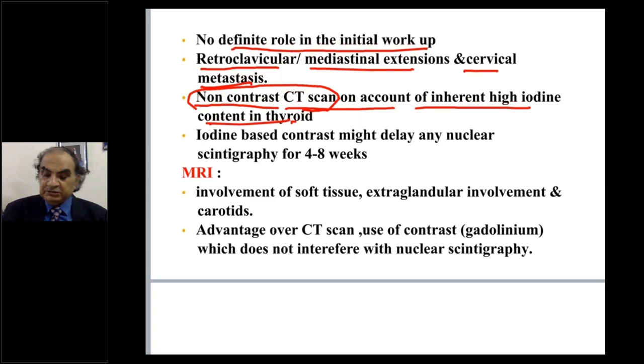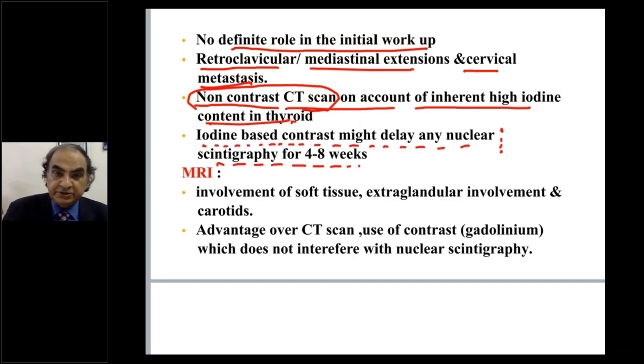the retrosternal extension. Actually, the iodine-based contrast might delay any nuclear scintigraphy for 4 to 8 weeks. Therefore, it is not done in these patients. It may remain in the gland for at least 4 to 6 weeks, and we cannot do the next nuclear study scintigraphy for another 8 weeks.